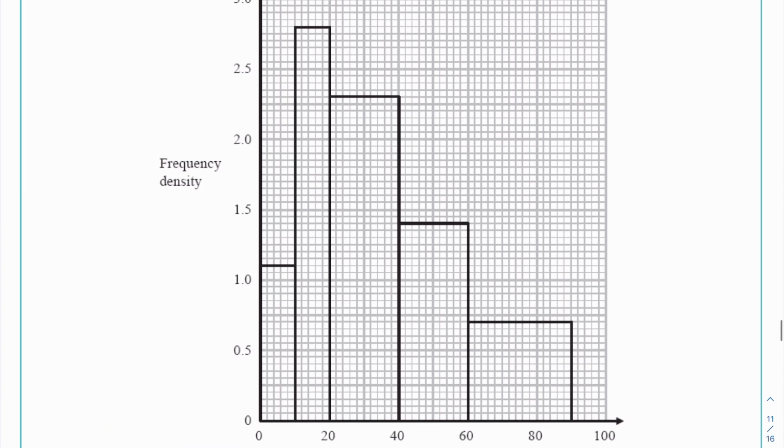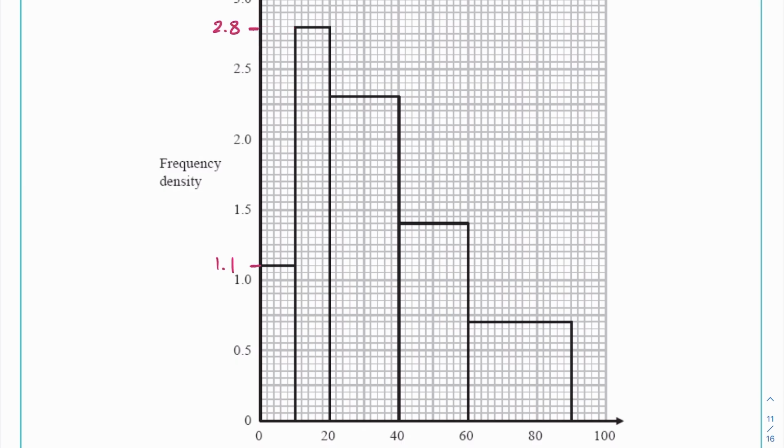I need to read the scale very carefully. So let's have a look. Let's just get the height of these bars first. That's going to save me some time. So that's 1.1. This one up here, let's just draw another line because I'm going to erase that. That's 2.6, 2.7, 2.8. So that's 2.8 for that one.